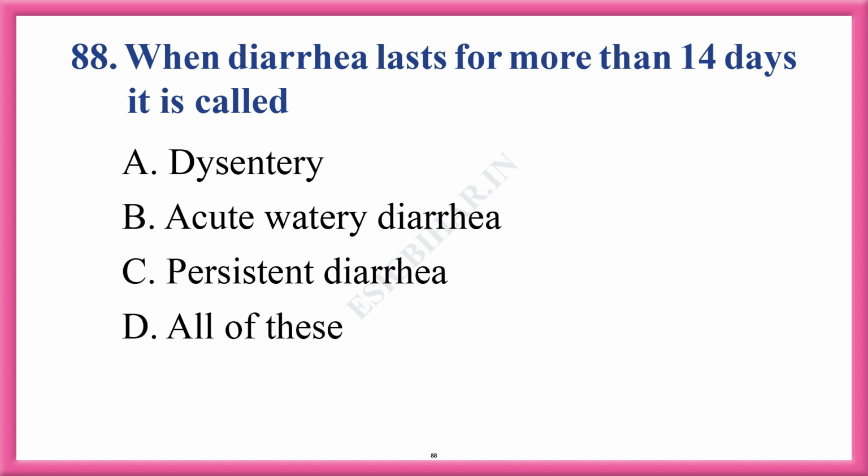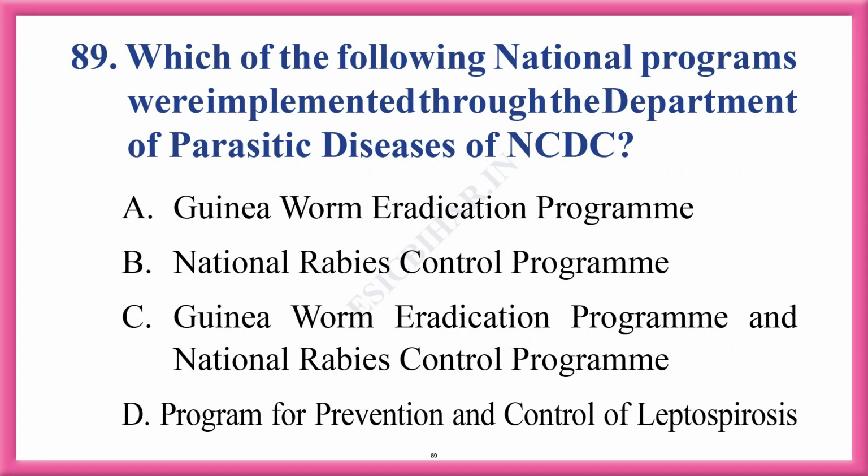Dysentery. B. Acute watery diarrhea. C. Persistent diarrhea. D. All of these. And the answer is C. Persistent diarrhea. Question 89. Which of the following national programs were implemented through the Department of Parasitic Diseases of NCDC?